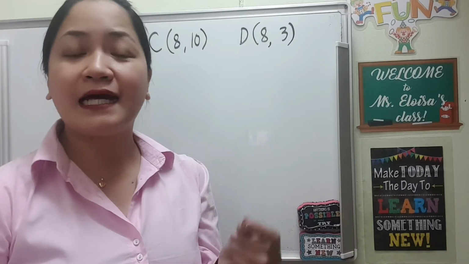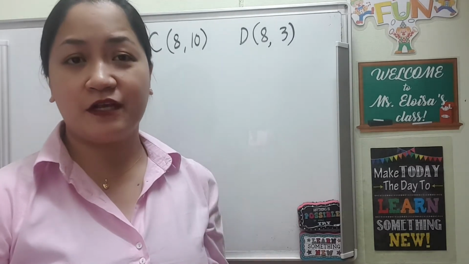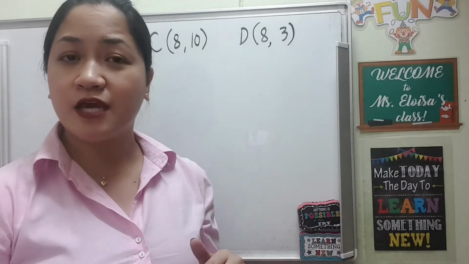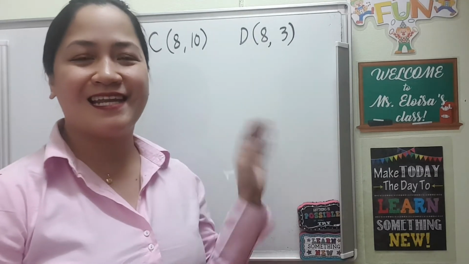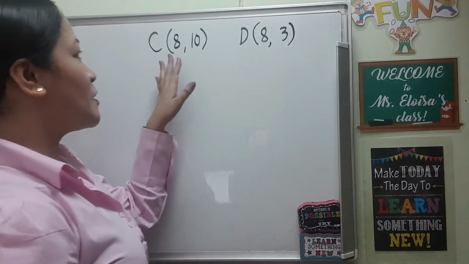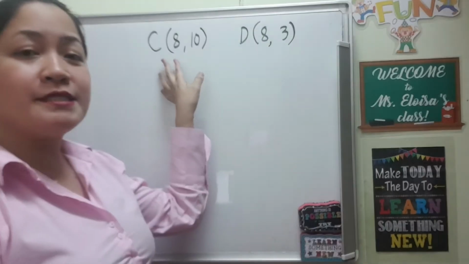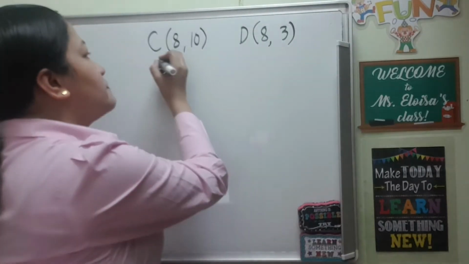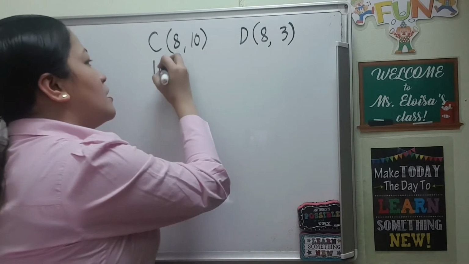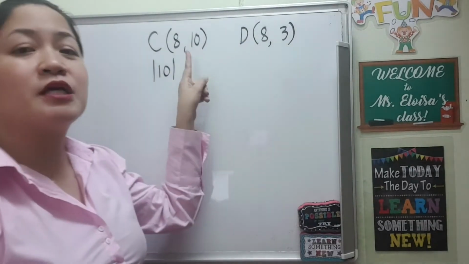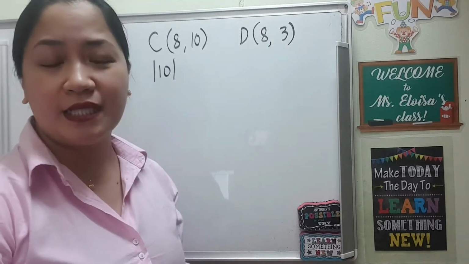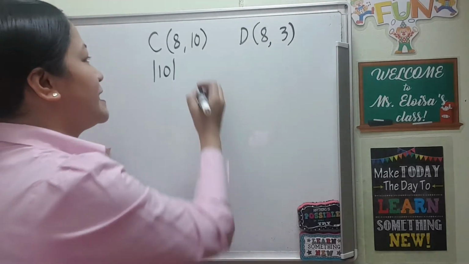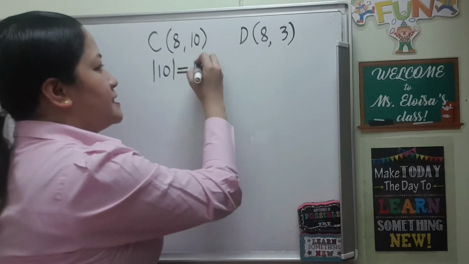Again, we will add them if they are at different quadrants, and we will subtract them if the points lie on the same quadrant. Let us have this example. So, the distance of point C from 0 is the absolute value of 10. Why do we use 10? Because that is the y-coordinate that is not the same with the y-coordinate of the other point. And the absolute value of 10 is 10.